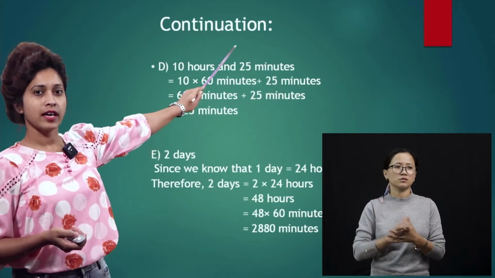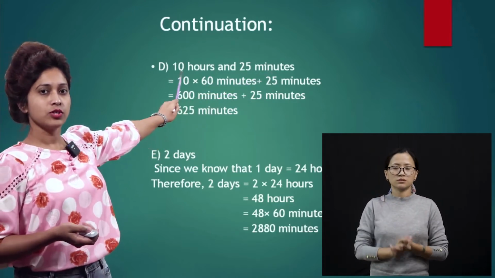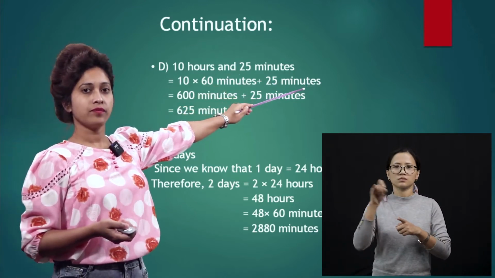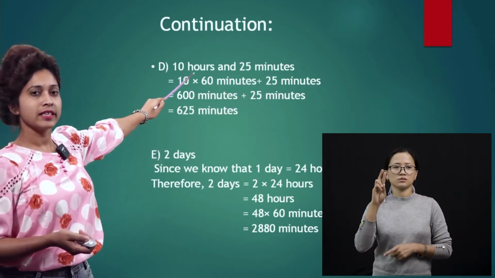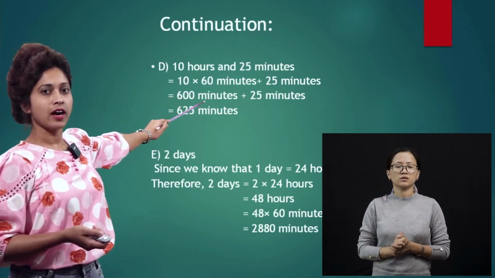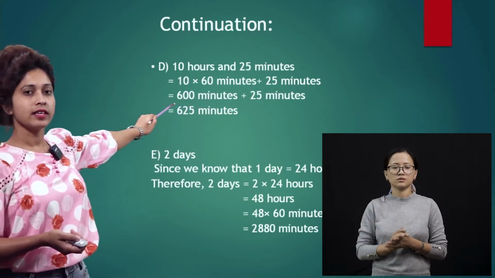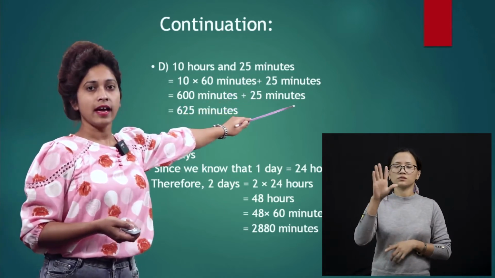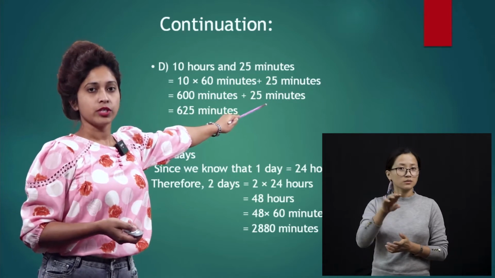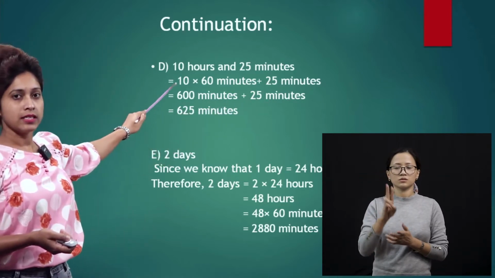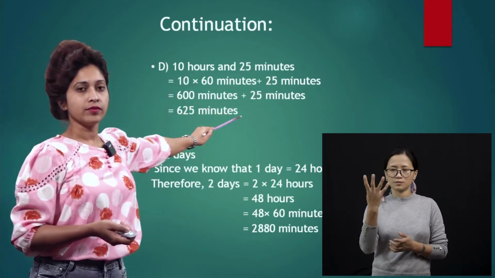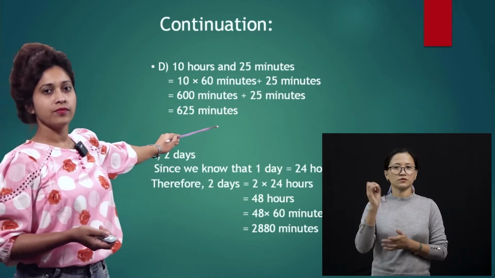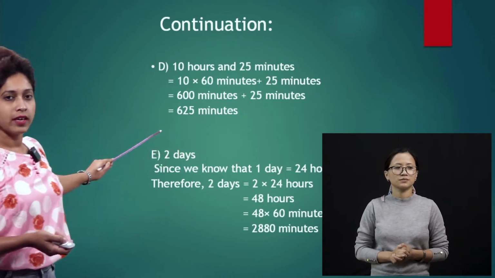We have 10 hours and 25 minutes, right? So just multiply 10 into 60, then add 25. When you multiply 10 with 60, how much will you get? You'll get 600 minutes, right? Then you'll bring this plus sign here and put the same number here. Then you'll add them up. Then 600 plus 25 will give you how many minutes, children? It will give you 625 minutes, right?